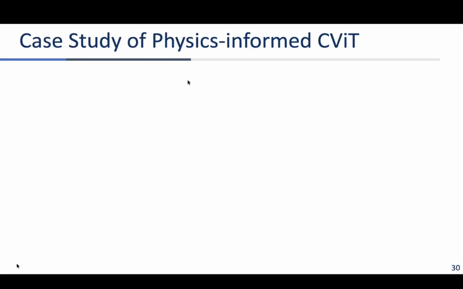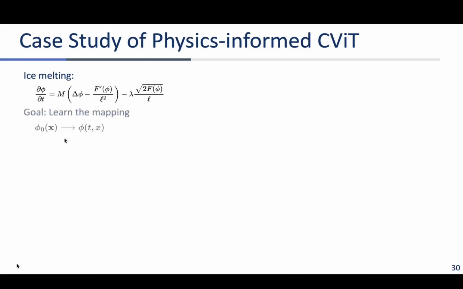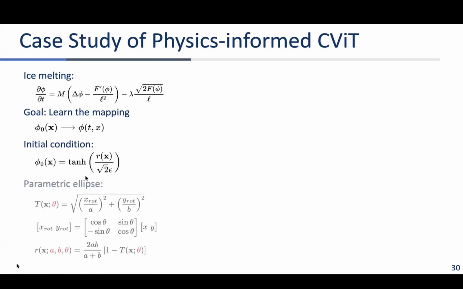Finally, I want to highlight the physics-informed training through a case study of modeling the melting. At the end of the day, we want to solve such an Allen-Cahn equation where m, L, and lambda are some hyperparameters, and our goal is to learn the mapping from the initial condition phi 0 to the spatial-temporal global solution phi. For phi 0, we use that to parameterize some ellipses of different major or minor axes. So basically A, B, and theta are the hyperparameters. We also rotate this ellipse up to a certain angle.